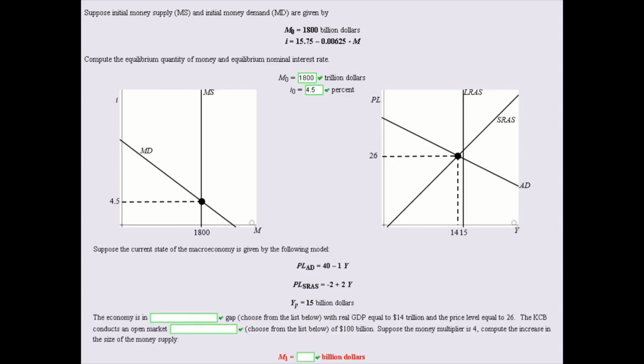Now, if you notice, the economy is at this black dot. It's to the left of long-run aggregate supply. So GDP is less than what it should be, which means unemployment is high. And when unemployment is high, we're in a recessionary gap. Notice I give you the GDP level here and the price level here, so you didn't even have to calculate it in this problem.